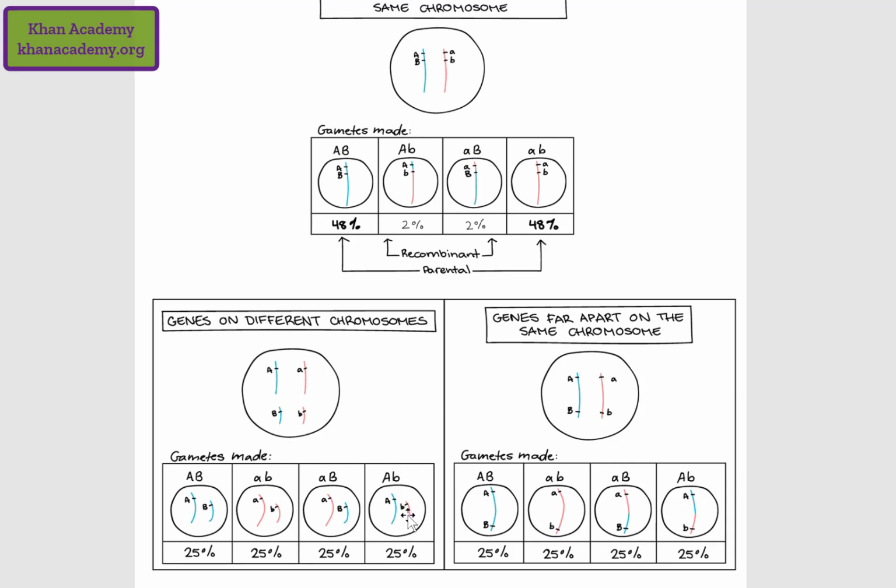This is not a result of crossing over. But if you were just looking at the alleles present in the gametes, you would not know if that was a result of crossing over or if it was a result of the independent assortment of the chromosomes into the gametes.